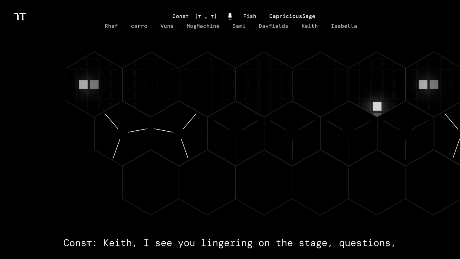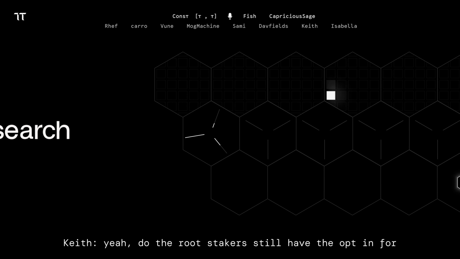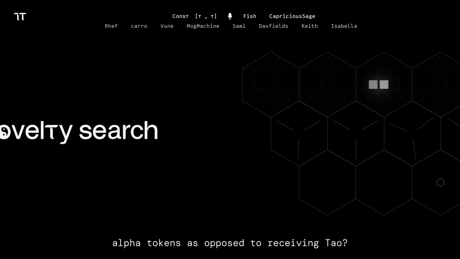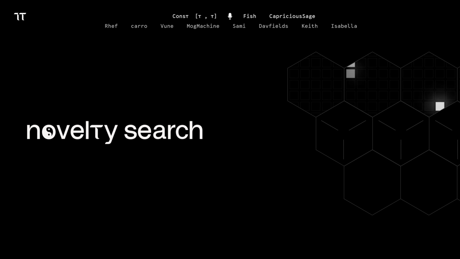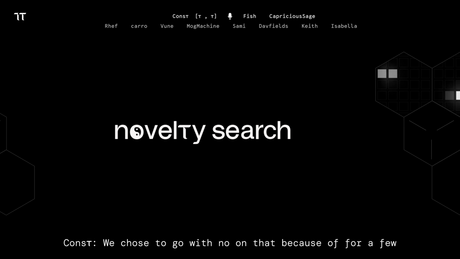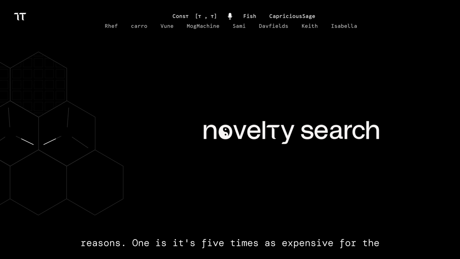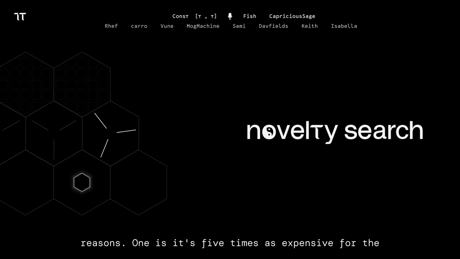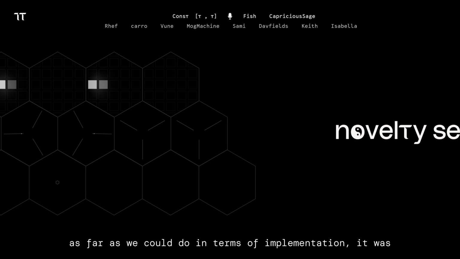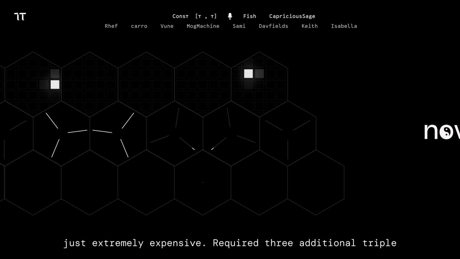Keith, I see you lingering on the stage. Questions? Comments? Do the root stakers still have the opt-in for alpha tokens as opposed to receiving tau? We chose to go with no on that for a few reasons. One is it's 5 times as expensive for the Bittensor blockchain to do that for a variety of reasons. As far as we could do in terms of implementation, it was just extremely expensive.